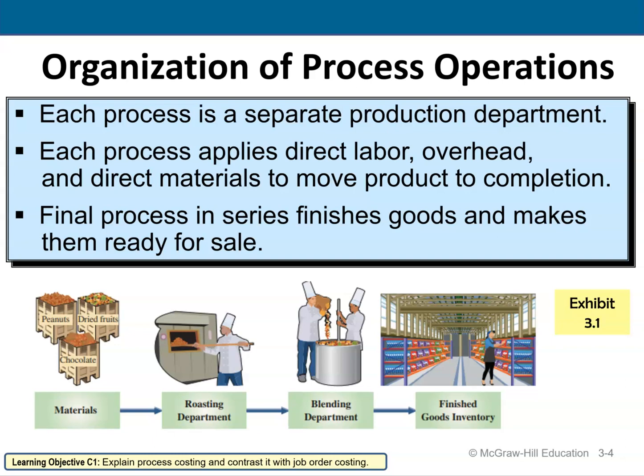So we standardize the process for making large volumes of similar products. Each process is a separate production department. Each process applies direct labor, overhead, and direct materials to move it through the line. In the example below, we would add peanuts, chocolate, and dried fruit to the roasting department along with direct labor and overhead. Then when we finish that process, we transfer it to the next department, where it shows up as materials. We'll probably add more materials, more labor, more overhead, and then when we finish it, we pass it on to the finished goods inventory, which is right here.